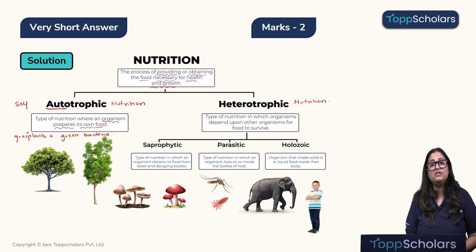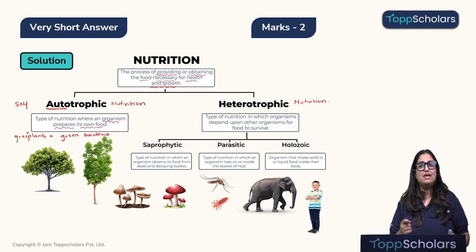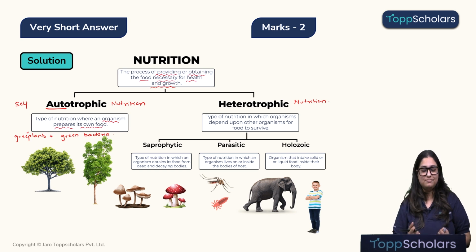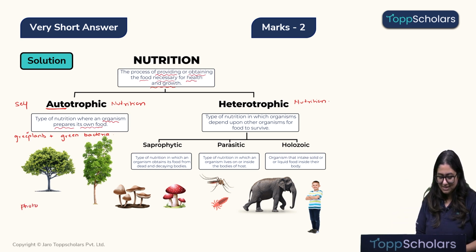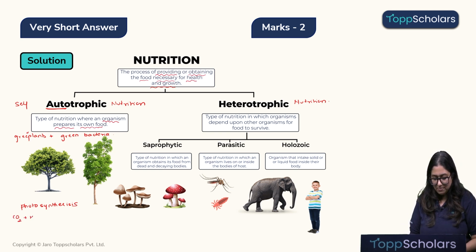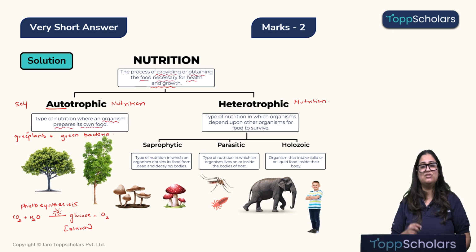Organisms who have chlorophyll-like pigment or chlorophyll itself have the ability to trap the energy from the sun and convert that energy into food. That is, they perform photosynthesis. Everybody is able to recollect the reaction? What is the reaction of photosynthesis? CO2 plus H2O in presence of sunlight will give us glucose or starch and will liberate oxygen. Yes, so autotrophic nutrition means organisms who are able to produce their own food.